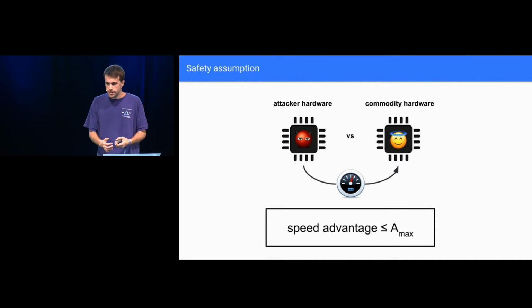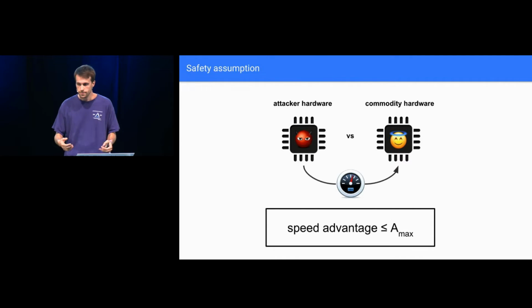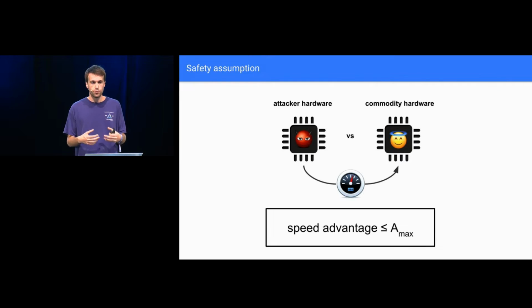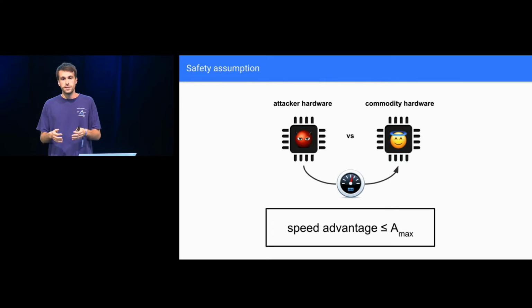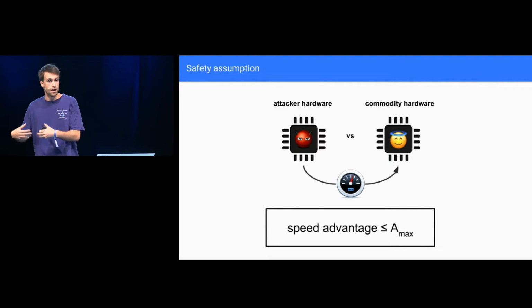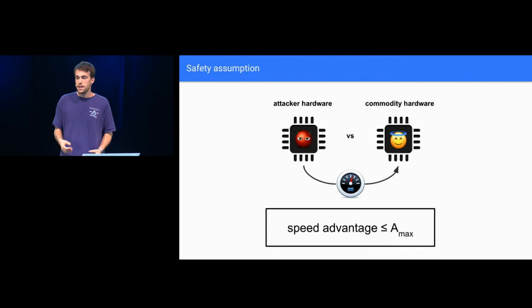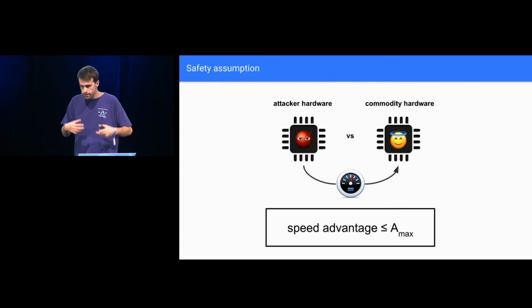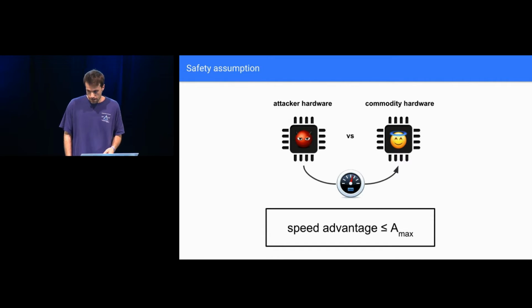Okay, so in order to get this guaranteed delay, we are making a safety assumption which is rooted in hardware. And specifically, we want to prevent an attacker, even an attacker with a huge budget, from being able to build specialized hardware which is significantly faster than what can be done on the commodity hardware. So the speed at which you compute the VDF function is going to depend on the hardware you have. And basically, we want the good guys to be not too bad relative to the bad guys. And in particular, we have this Amax protocol parameter, the maximum speed advantage that an attacker can have. And for example, we can set it to 10.